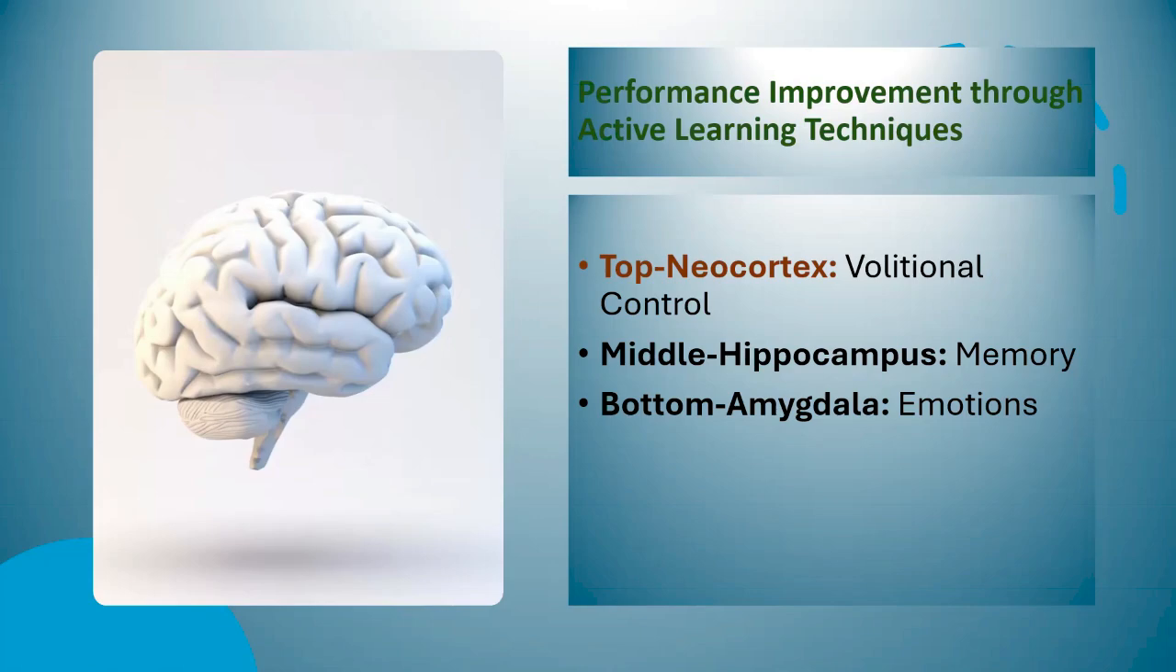In the middle, we have hippocampus, and it is responsible for our memory. And at the bottom, we have amygdala, which is responsible for emotions. And we have to take care of all these things. How can we do? And what can we do? We have to keep our brain healthy. So how to keep the brain healthy, I'll let you know soon.